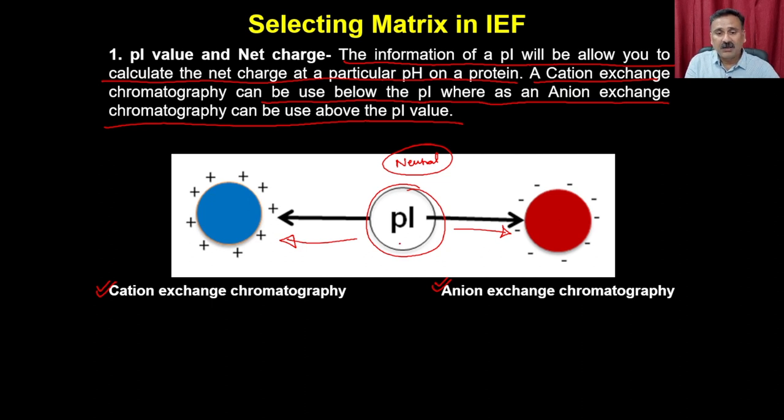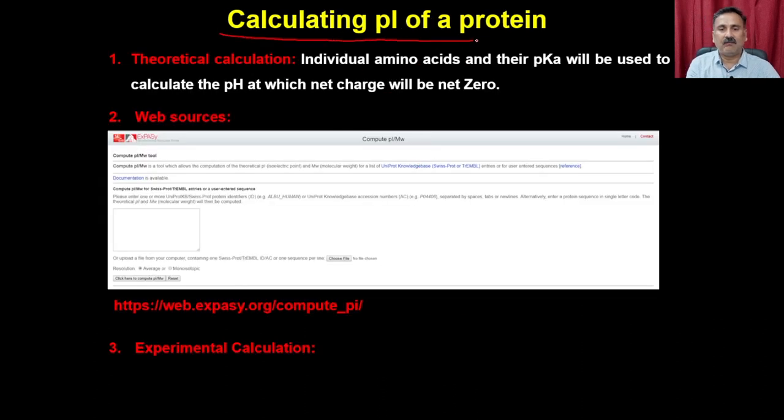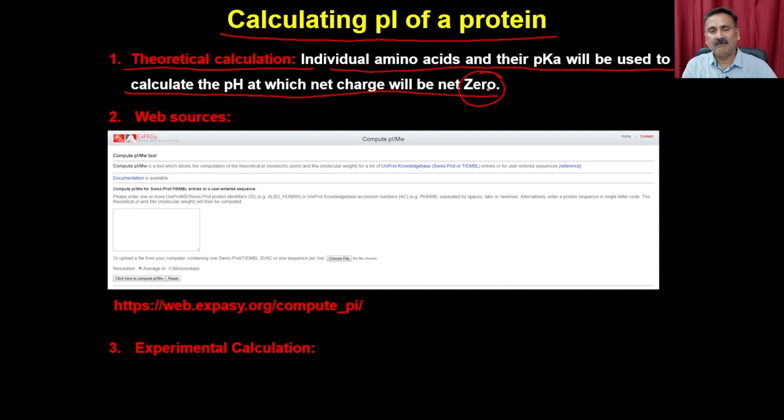Now the question comes: how can you determine the PI of a protein? Because that is very crucial information required to perform ion exchange chromatography. To calculate the PI of a protein, you have multiple options. One is theoretical calculation, which you can do manually. Individual amino acids and their pKa values are used to calculate the pH at which the net charge will be zero.